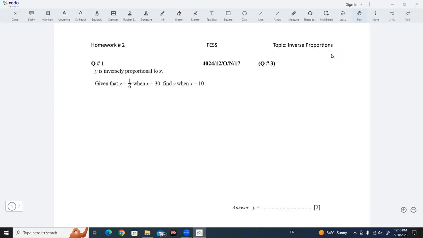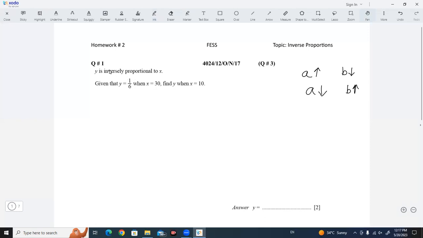So for solving inverse proportion questions, we must know what exactly inverse proportion means. It is a type of variation in which if one of the quantities is increasing, the other one is decreasing, or vice versa. Meaning if the first one is decreasing, the second one is increasing. So this is all about inverse proportions.